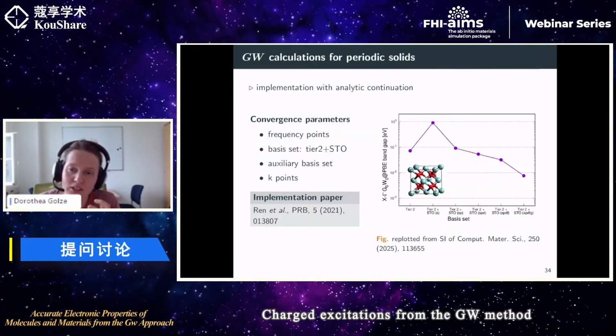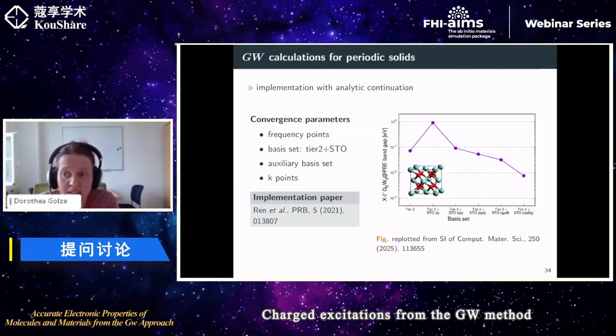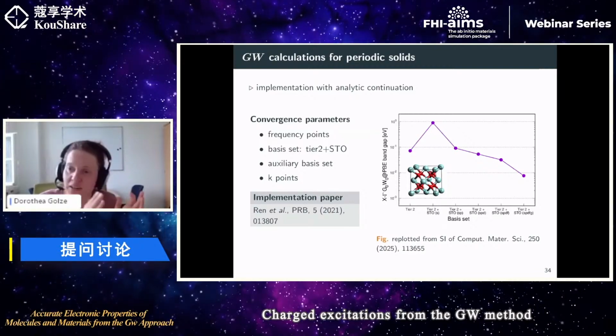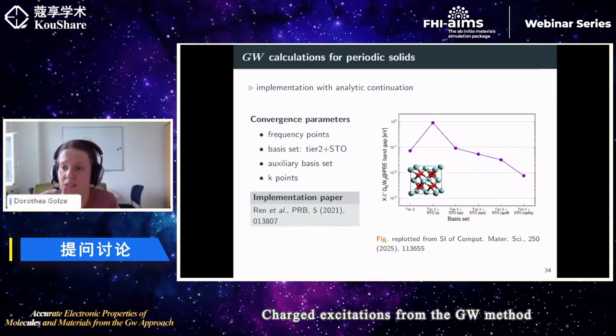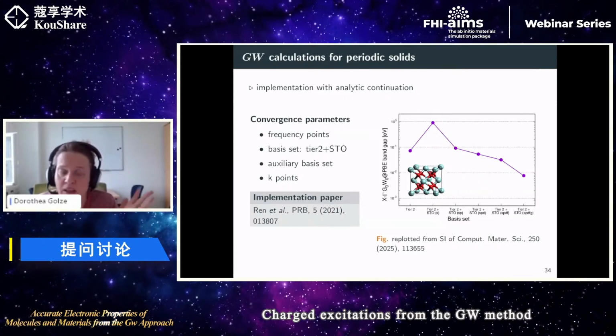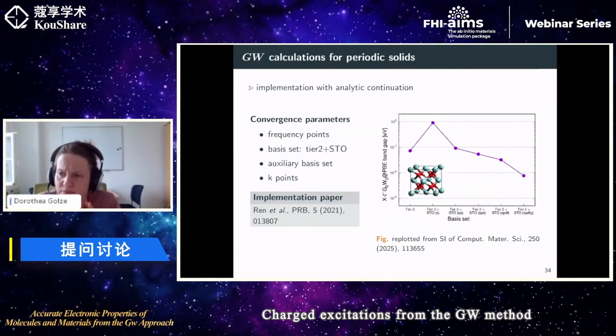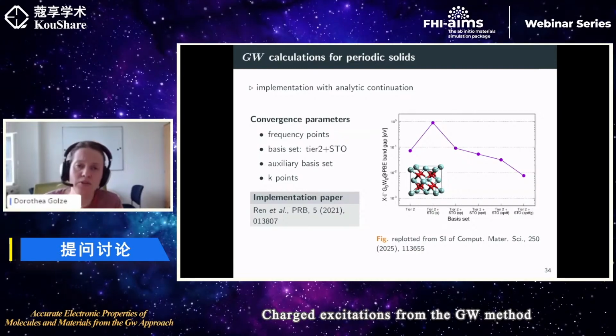This is more an issue of computational efficiency, as I think it should converge out K-grids and in particular basis sets. And there was another question before, on analytic continuation. Yes, exactly.